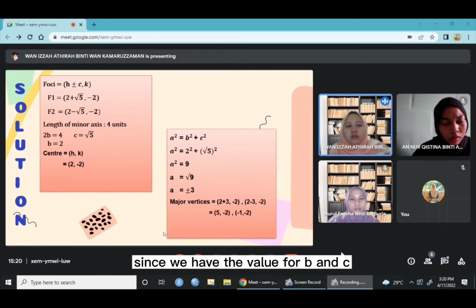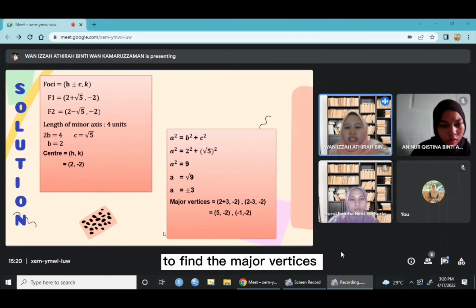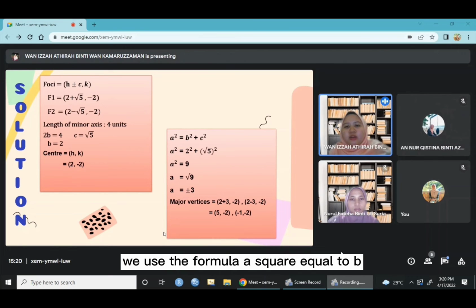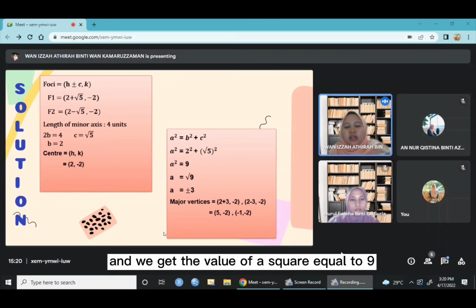Since we have the values of b and c, we need to know the value of a to find the major vertices. For the value of a, we use the formula a squared equals b squared plus c squared. We substitute b equal to 2 and c equal to square root of 5, and we get a squared equal to 9. So a is equal to plus or minus 3.